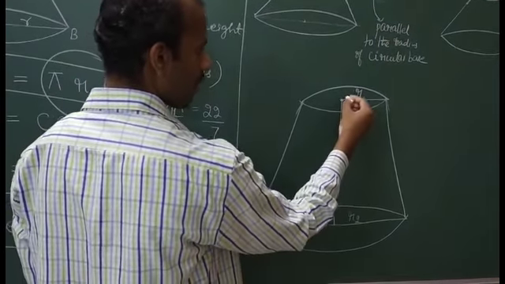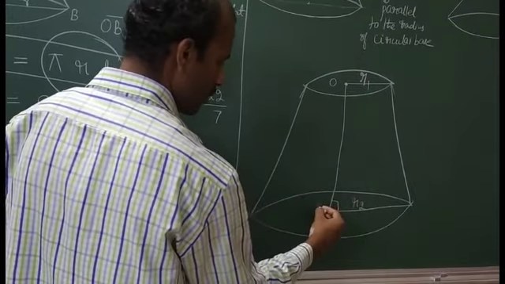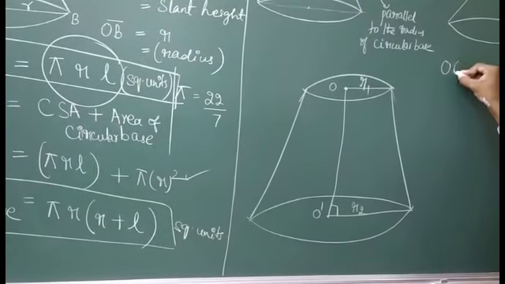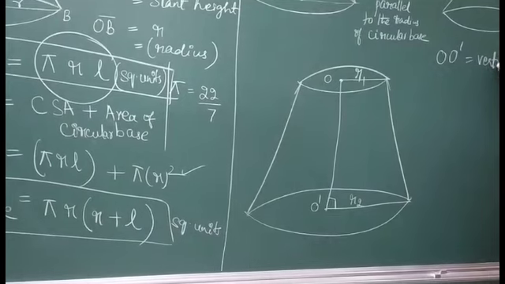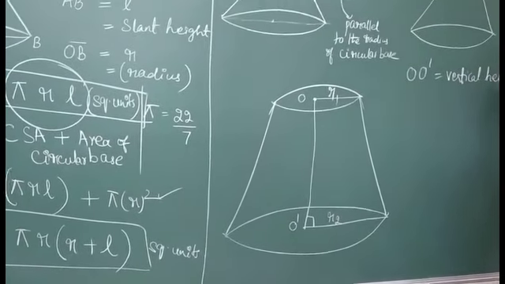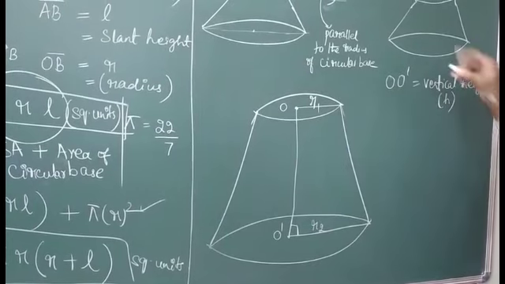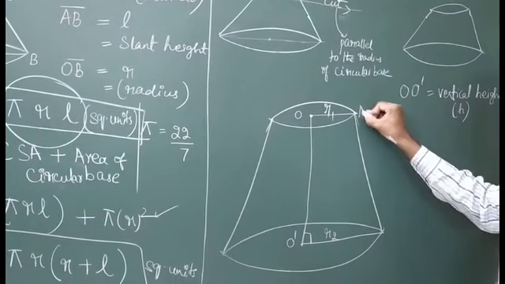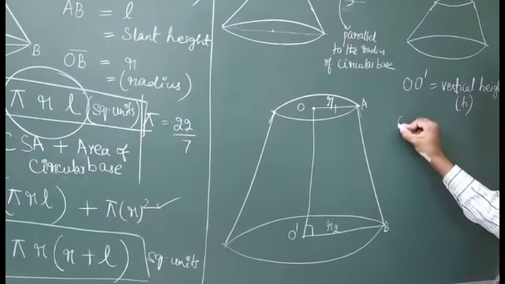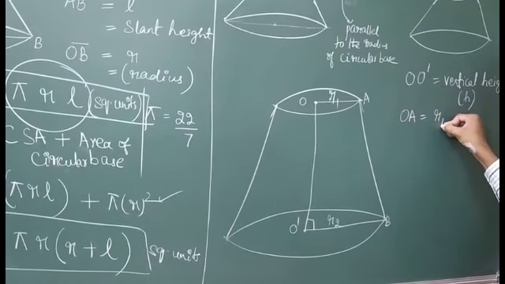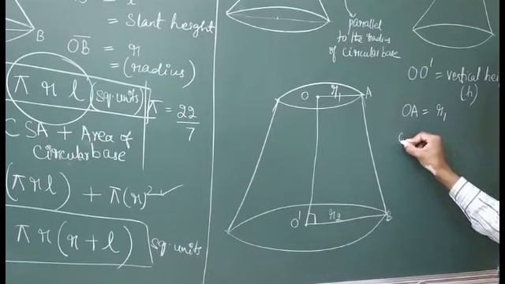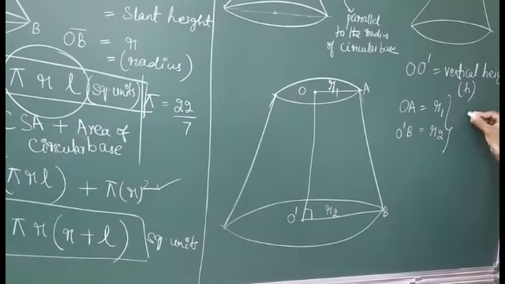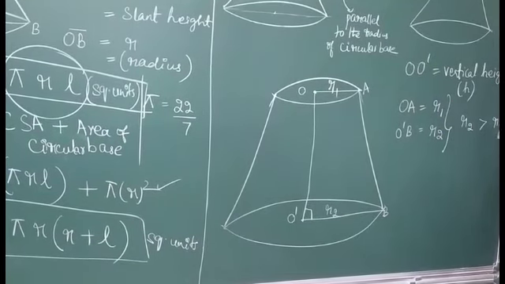Again from this, if I can call this as O and this as O dash, followed it. And this O dash is equal to the vertical height, again denoted by H only for frustum of cone. And we have radius 1 and radius 2. So if I can call this A and this is B here, so OA is equal to radius 1, and O dash B is equal to radius 2. So please understand here, this R2 is greater than R1.